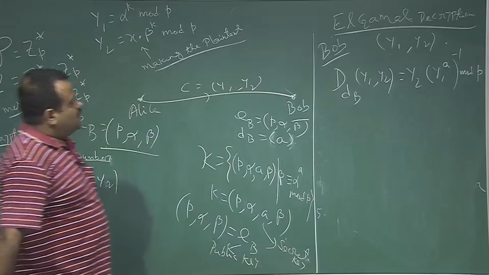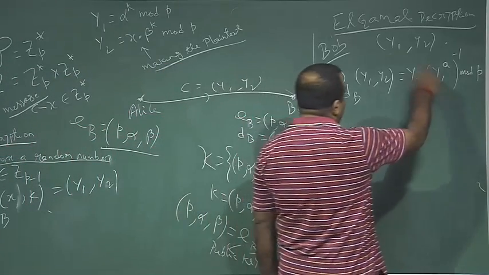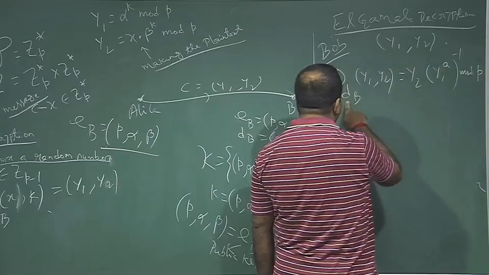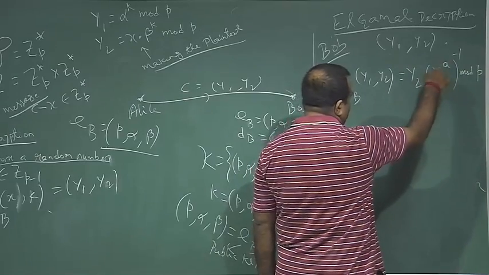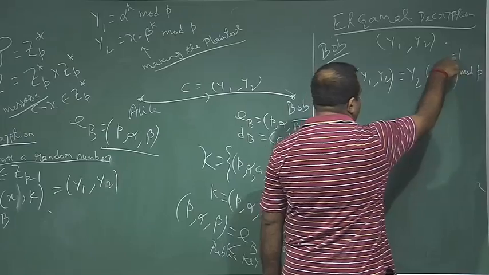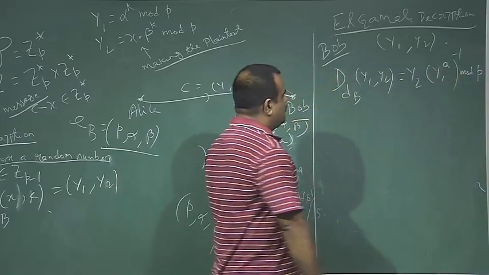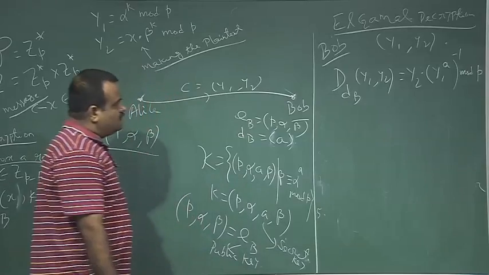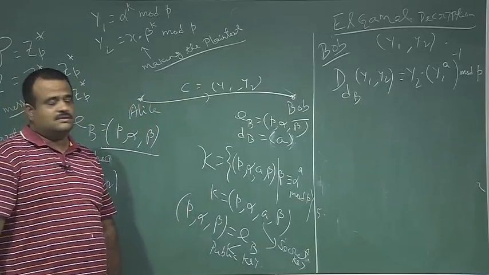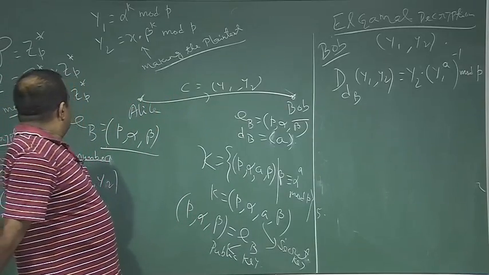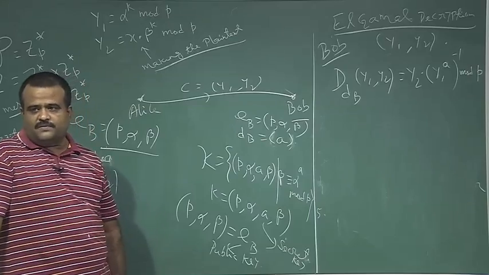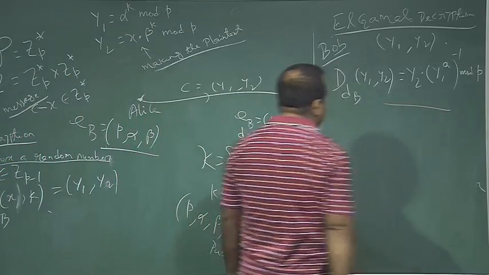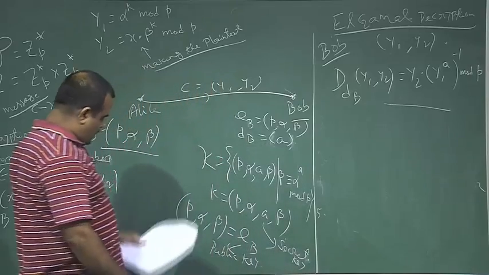So, Bob will simply compute Y1 to the power A, where A is the secret key of Bob. Bob can compute y1 to the power a, then Bob will get the inverse, and then multiply this with y2 and take the mod p, and this is supposed to give us the message x back. So, we have to verify that. What is the guarantee this will give us x?